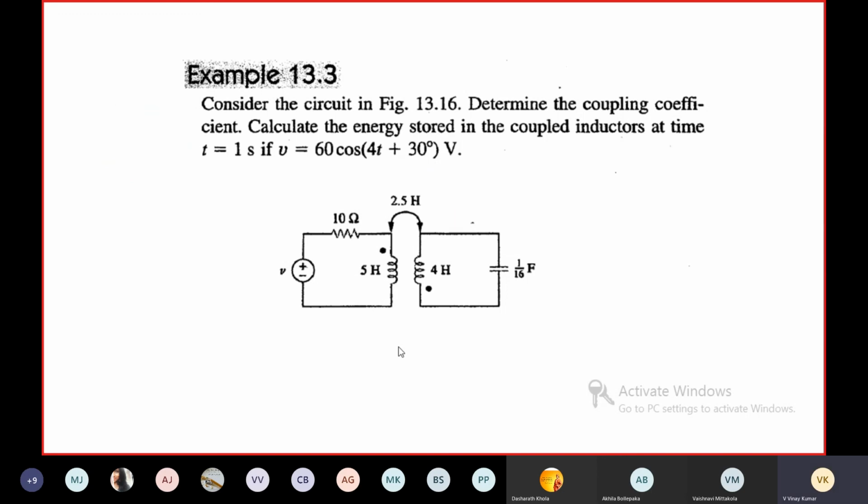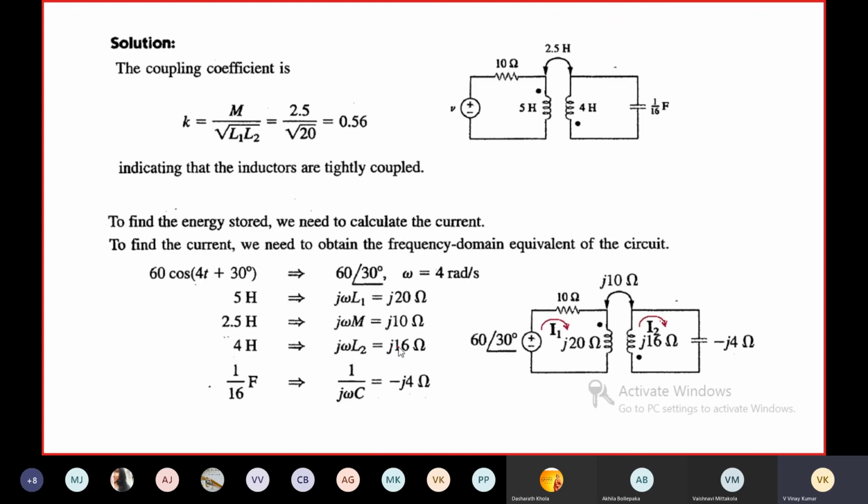Determine the coupling coefficient and calculate the energy stored in the coupled inductors at time t equal to 1 second if V is equal to 60 cos of (4t plus 30 degrees). Okay, you can find K. K is equal to M by root L1 L2. Then K is equal to 0.56, which indicates that the inductors are tightly coupled.